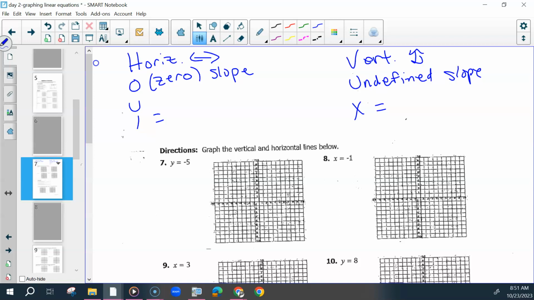So for number 7, if this is a y equals, is it going to be horizontal or vertical? Horizontal. So on your y-axis, you're going to find when y is -5, to the best of your ability, the graph is messed up. Put a point at -5, and then we're going to draw a horizontal line straight across.